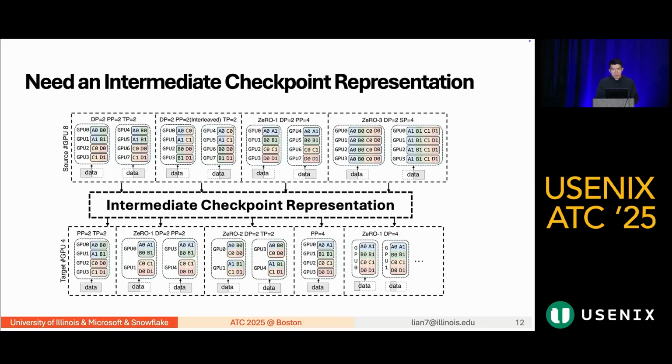So therefore, we propose using an intermediate checkpoint representation. Instead of writing an ad hoc script for every possible pair of source and target parallelism configurations, we first convert the source format into a unified intermediate representation. And from there, we can convert to any target configuration.